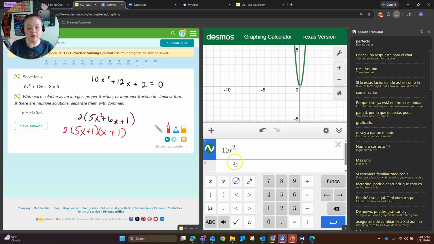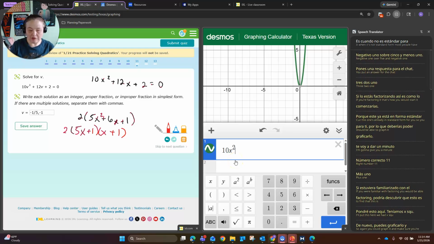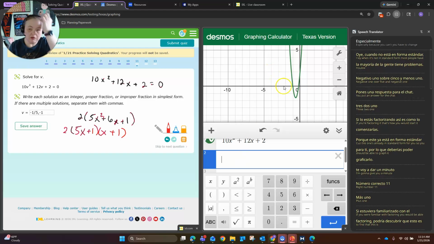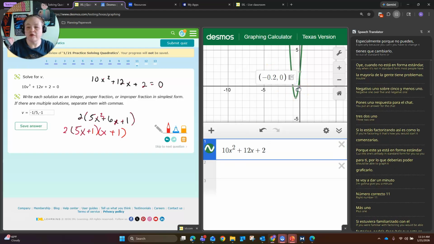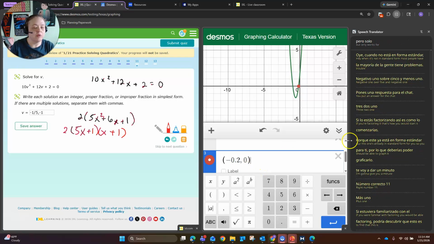when it's not in standard form, most people have trouble. That's okay. Especially because you have to change it out of standard form or into standard form if you want to graph it. But that only works for quadratics.